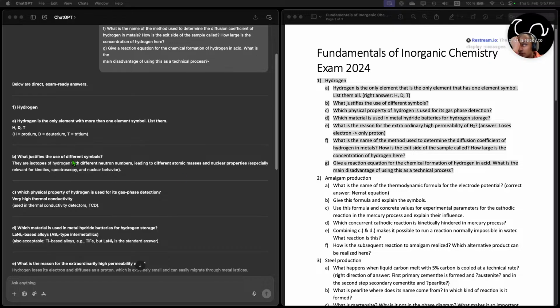What justifies the use of different symbols? They are isotopes of hydrogen with different neutron numbers, leading to different atomic mass and nuclear properties, especially relevant for kinetic spectroscopy and nuclear behavior. That's basically all chemistry, right?